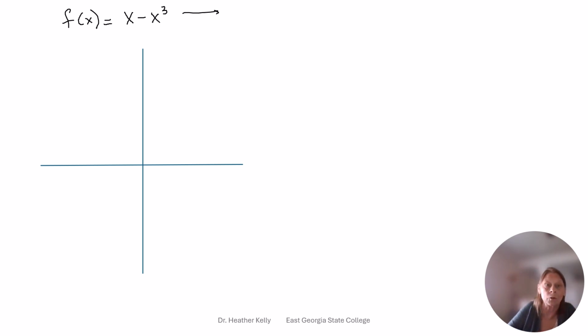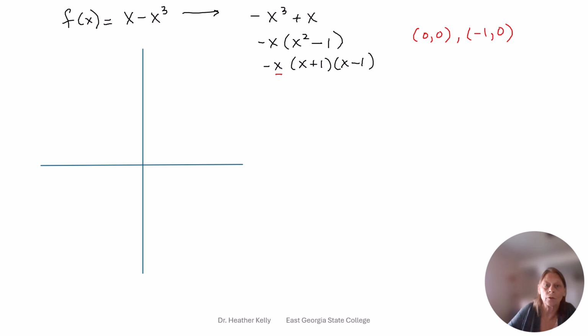So the first thing I'm going to do is rewrite this as -x cubed plus x. Here I can take out a -x, and that leaves me with x squared minus 1. And so that factors as -x times (x plus 1) times (x minus 1). So let's find our x-intercepts. Our x-intercepts are going to be 0, 0 from this, -1, 0 from this, and 1, 0 from the last factor.